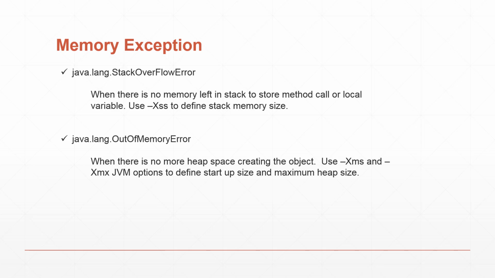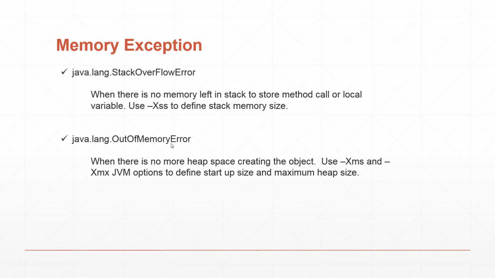The second error is usually seen in the heap area, and that's OutOfMemoryError. This occurs when there's no more heap space for creating the object. And when you encounter this error, usually what you should check is why the objects are not getting garbage collected, why there's no garbage collection of unreferenced objects. It could be a cause of a memory leak, because of which the objects are not getting cleared from the heap and there is no space for the new object.